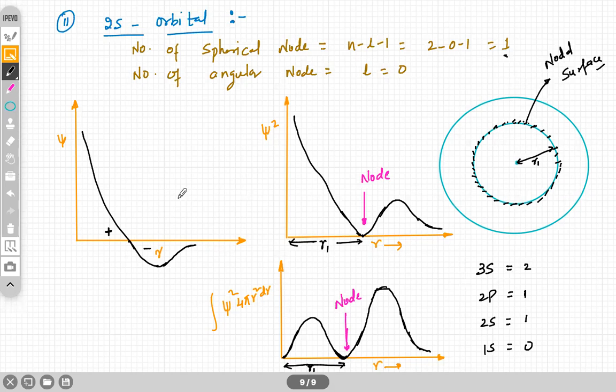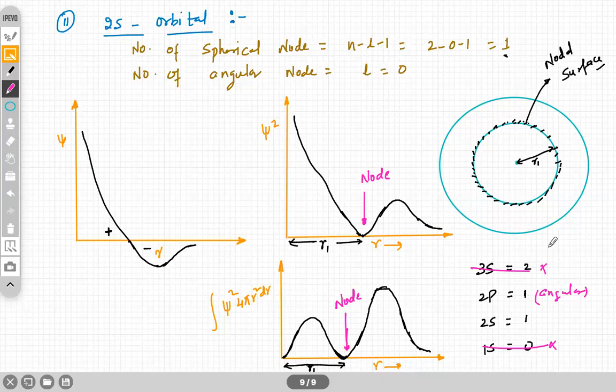So obviously you can eliminate these two possibilities, right? Yes or no? Guys, please respond. We can easily eliminate these two, correct? Now in this one, in the graph we have only one node, correct? But we know this is the angular node, and an angular node we cannot represent on the graph, because an angular node has a complex shape, right?